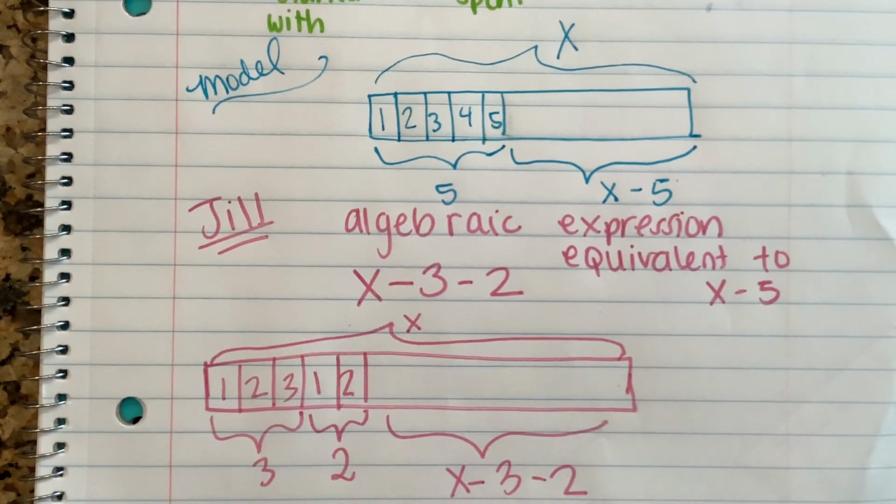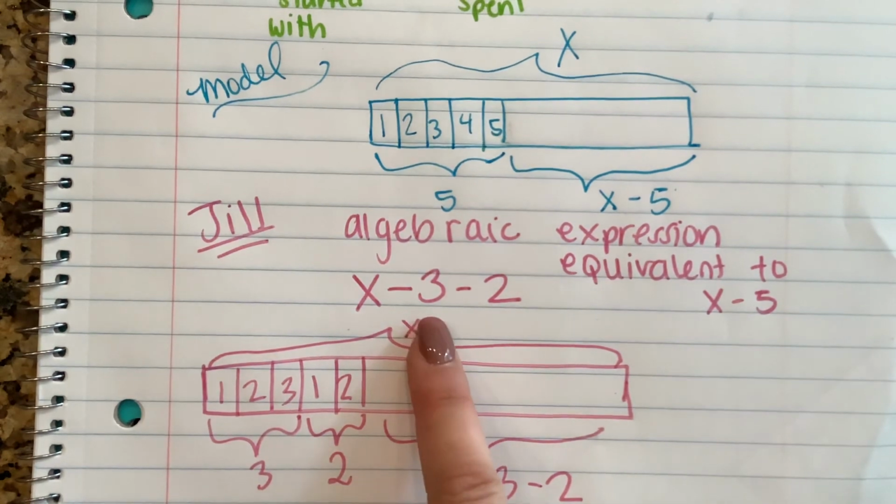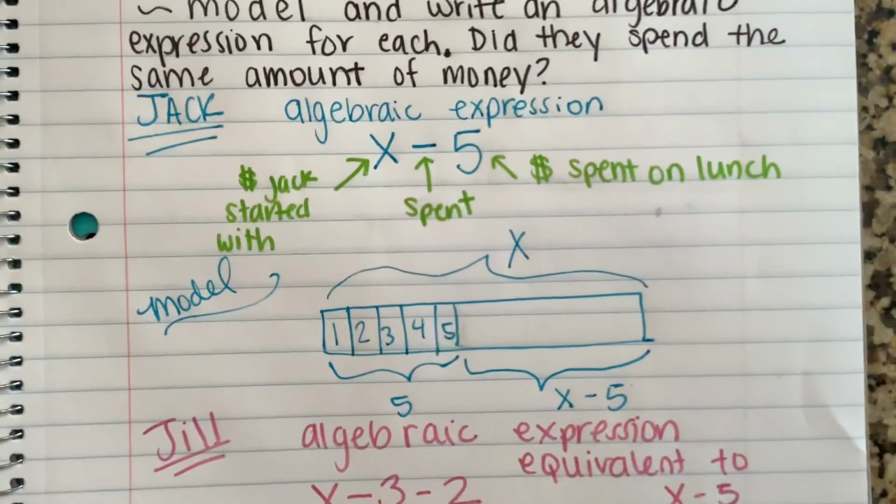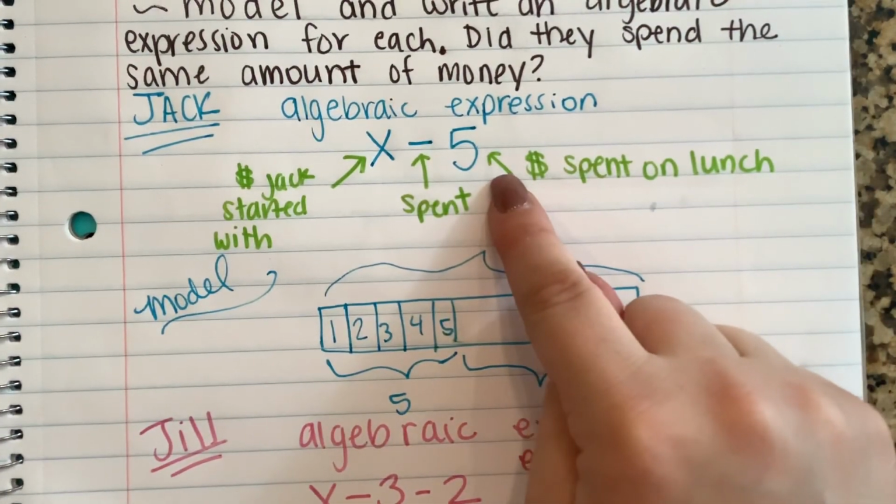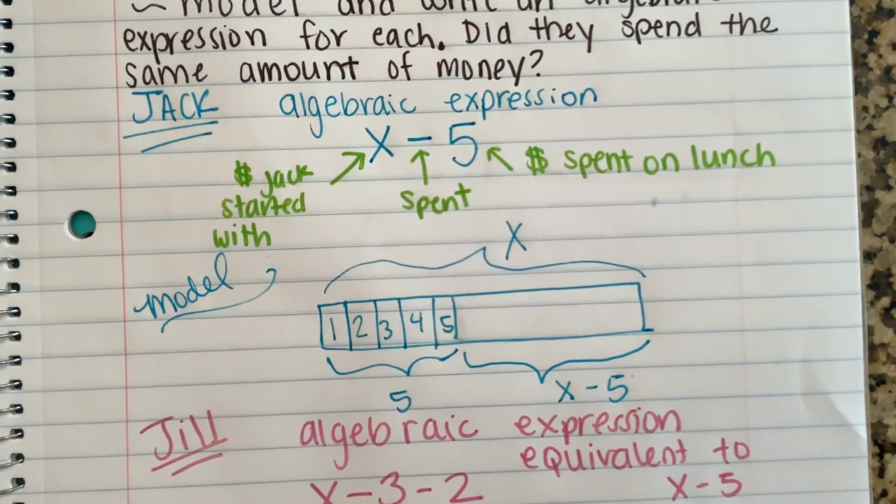So can we answer the question, are these two equivalent? Yes, because x minus 3 minus 2 is the same thing as x minus 5. So we've compared those two algebraic expressions, and we have identified that, yes, they are equivalent.